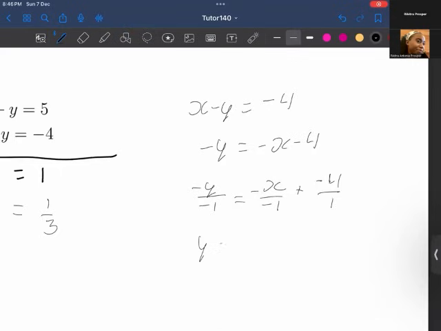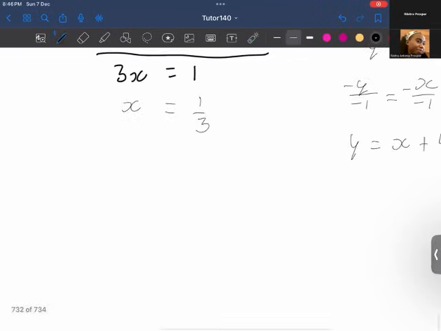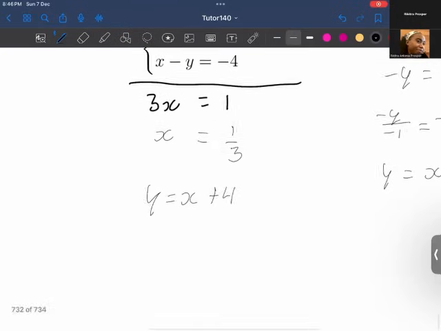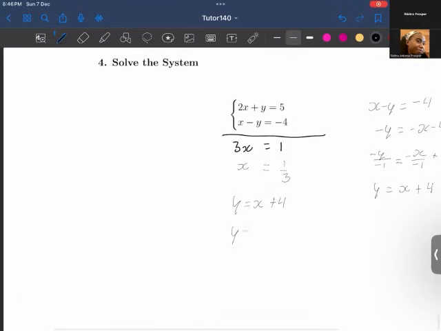This would be y is equal to x over negative 1 plus 4. 4 divided by negative 1 is positive 4. That's supposed to be a negative 1 there. So now y is equal to x plus 4. So y is equal to 1 over 3 plus 4. So if you want to add 1 over 3 plus 4, right? Remember the denominator is just 1, right?